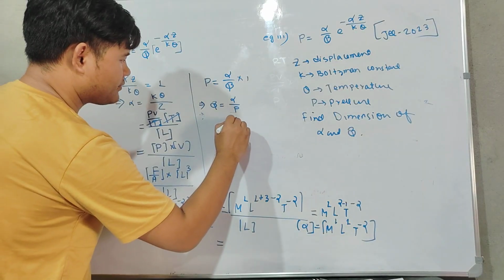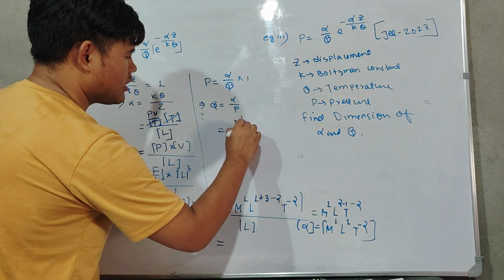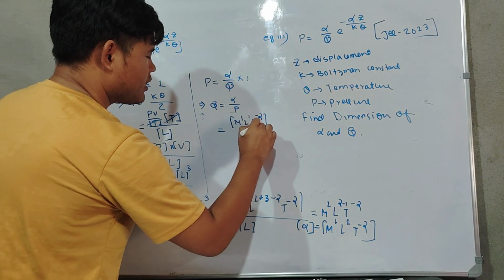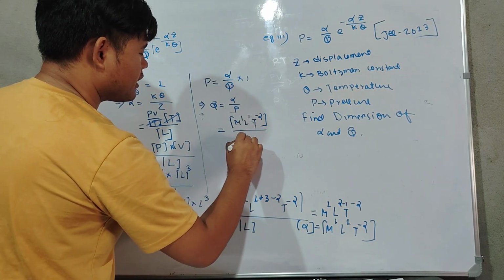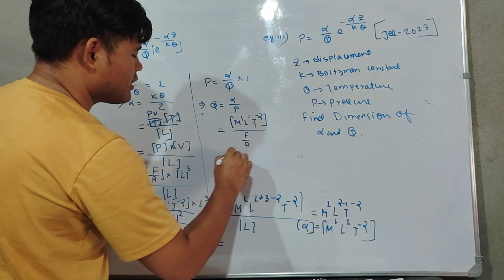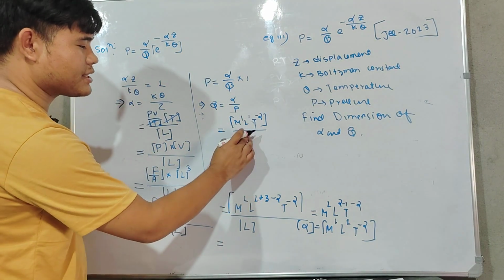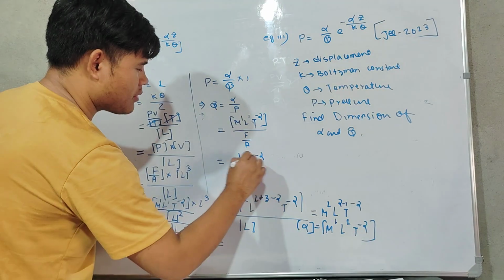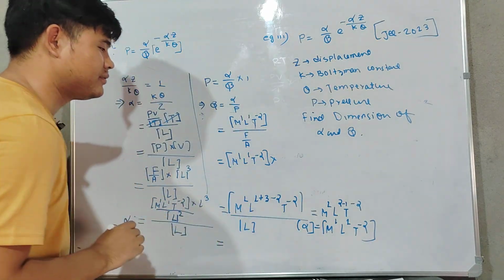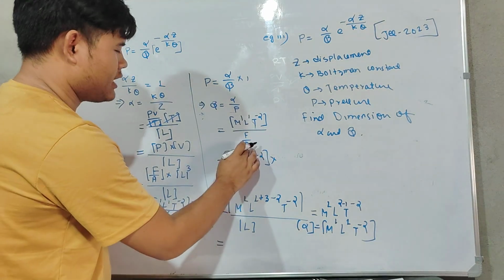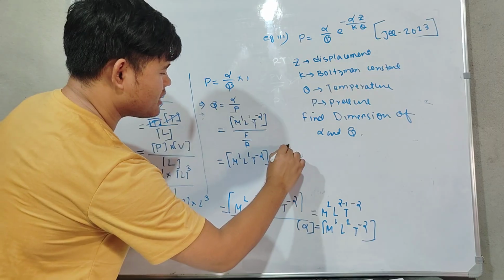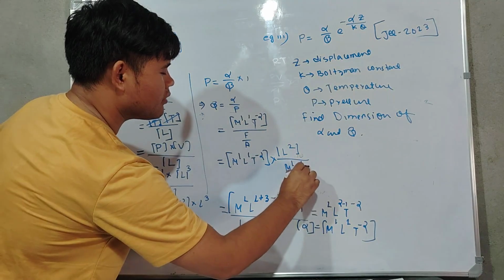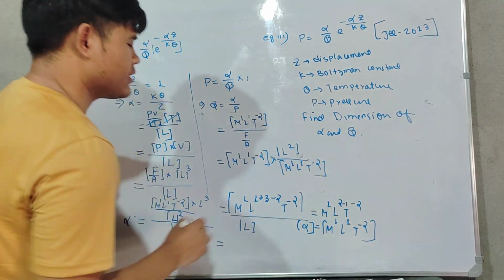So alpha means M1 L1 and then T to the power minus 2 we got. Pressure means force per unit area, right? So that means it will get reversed when you multiply. So M1 L1 T to the power minus 2 into, it will get reversed, right? A will come up. A means length squared, and this force will remain down. So force dimension is M1 L1 and T to the power minus 2, right?